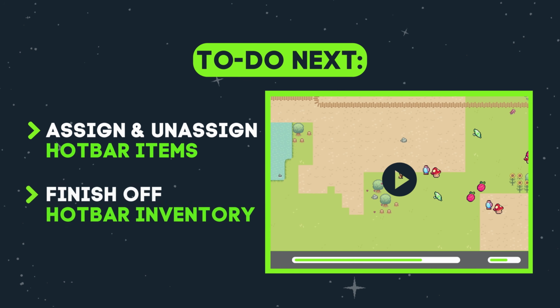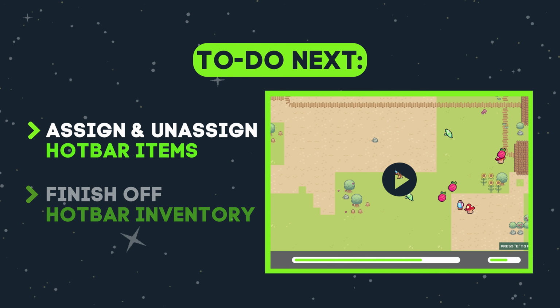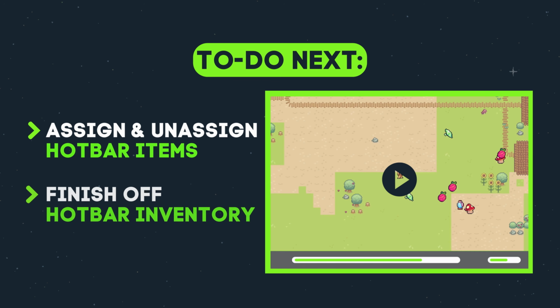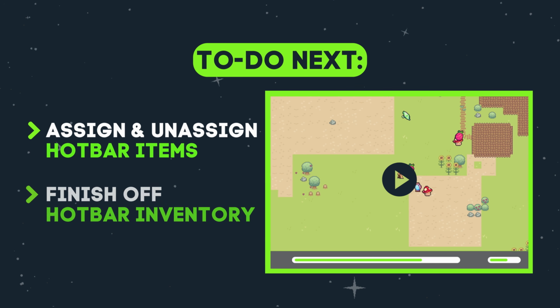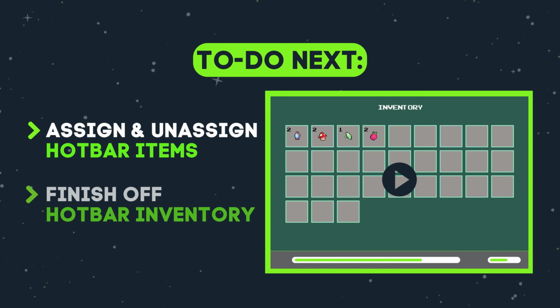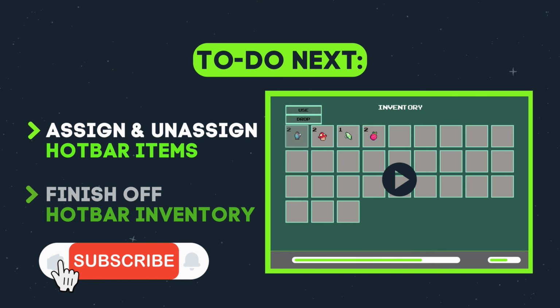Before we go on any further, this part is getting a bit long, so we will break it off here, and in the next part, we will add and remove items from our hotbar and update our assignment button to reflect the correct text.